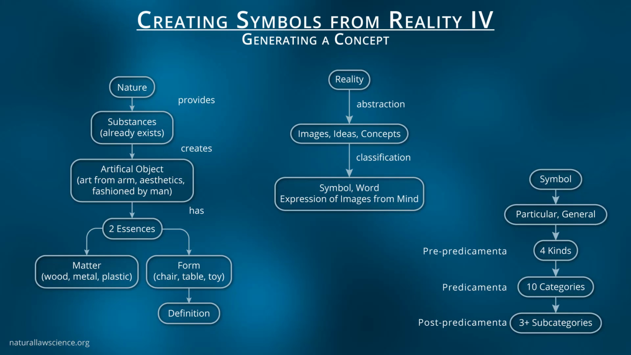So in the middle flowchart we have reality. From reality we abstract images, ideas, and concepts, and then we classify them into symbols and words. This is the most basic one. These three bubbles in this flowchart are as simple as it gets. Reality to images, ideas, and concepts, and then we classify them into symbols and words in order to express those images from our mind to other people.